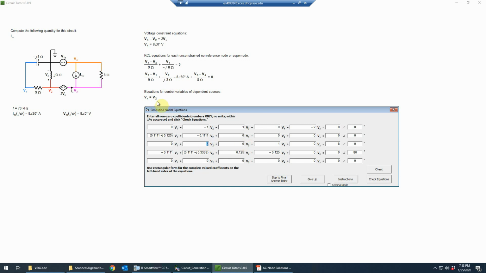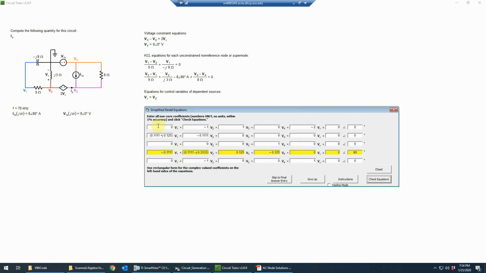Okay, and finally the last equation is simple. Vx equals V2, so we could write that various ways. Let's put it -1 V2 plus 1 Vx is equal to 0. So that should be the full set of equations.